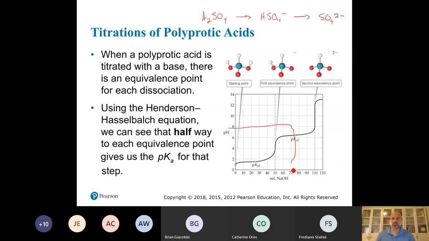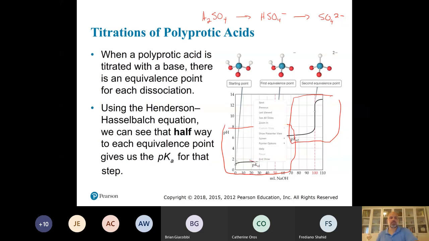Right. So this is the first transition from the H2SO4 to the HSO4 minus. The second transition is going to be here, right? So we have two different transitions that occur. And when we're talking about our pKa's, they are the halfway point. Halfway between where we start and the first equivalence point is going to be our pKa, and then halfway between these two equivalence points is going to be our second pKa.